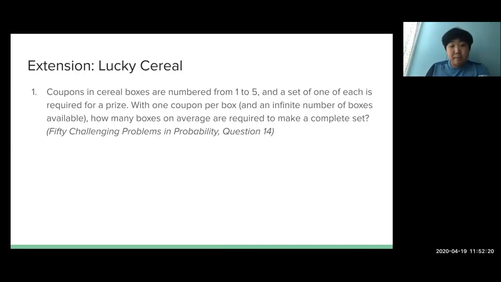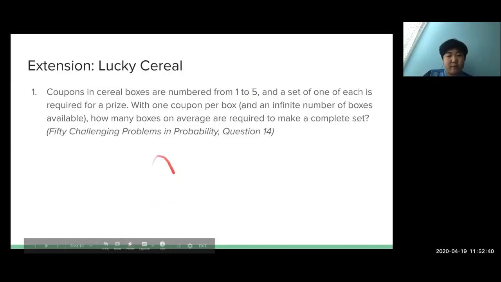Now, what that means is that we can establish that the required expected number of cereal boxes is going to be the reciprocal of each probability. So what that entails is that we can basically flip each probability. Since the first probability is 1, we can flip 1 to get 1.